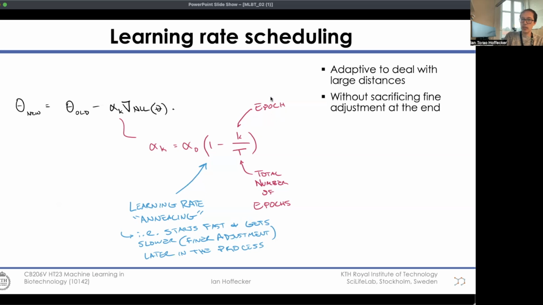But then as we get further along at high epoch numbers, so close to 1,000 of 1,000 planned, then we'll be close to a value of 1 here. And then this is going to be close to 0. And then the maximum value here will have been reduced to a very small number. And so this is called learning rate annealing. And the idea is that we want to take large steps at the beginning and small steps towards the end to make finer adjustments.